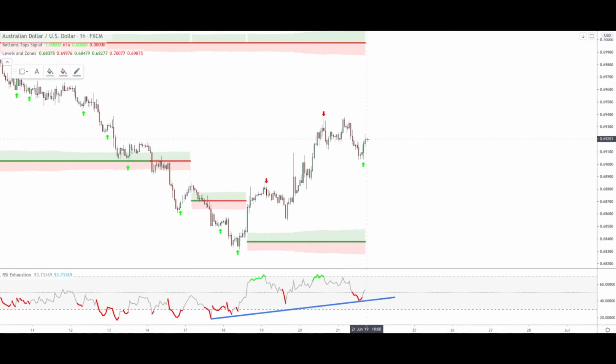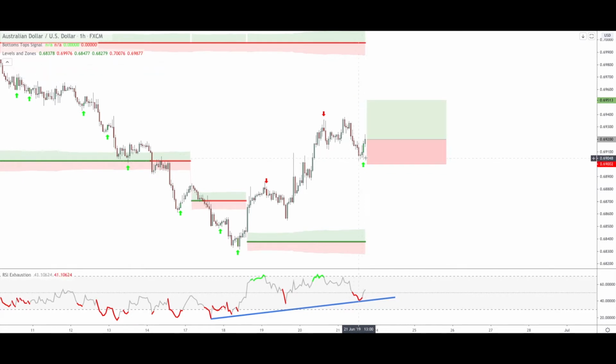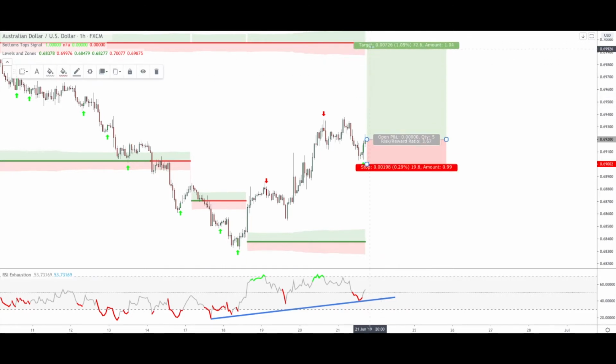The order will look like this. The stop loss is very easy to set in this case because we want it just below the most recent lowest point, which is this retracement here, so it's approximately here, which is okay. And for the target, we use the levels and zones. The levels and zones are saying that we have a major resistance here, so we can expect that if the price moves higher like we are expecting, it will reach this level here.